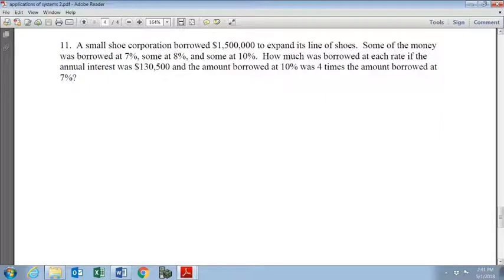So number 11 is similar to what we just did. You might want to see if you can solve this one, and then you can look at my solution. So I would stop the video.